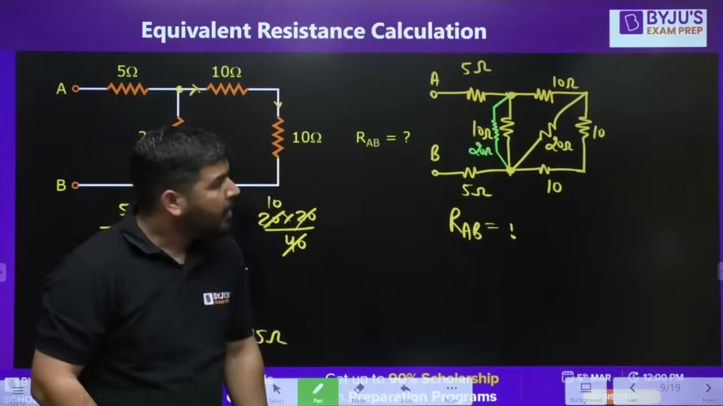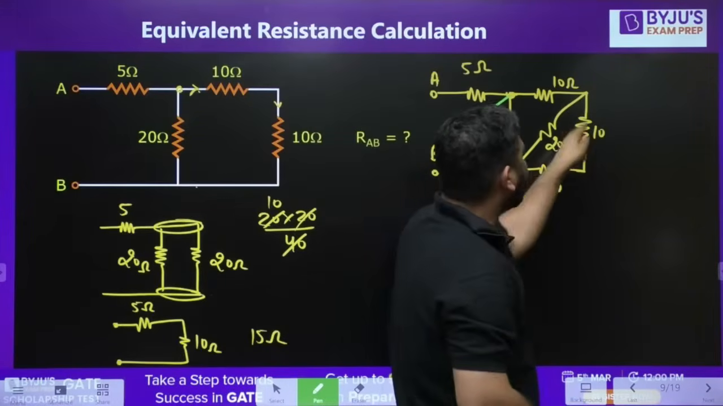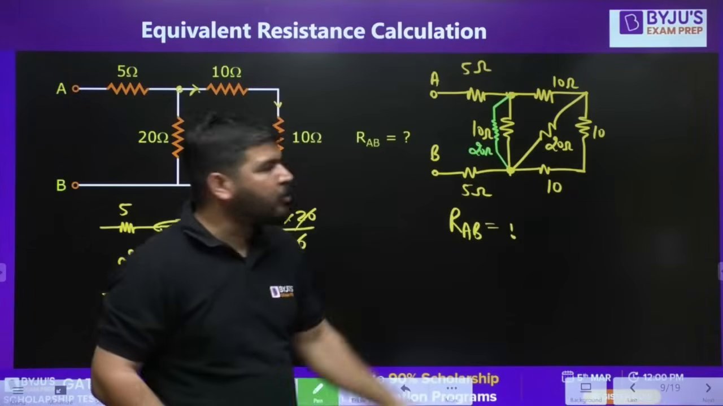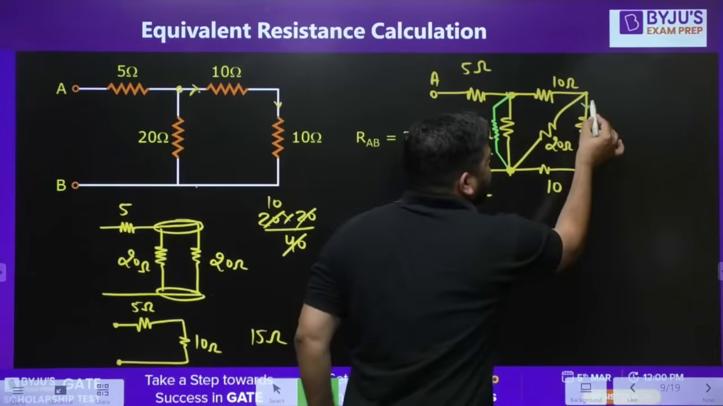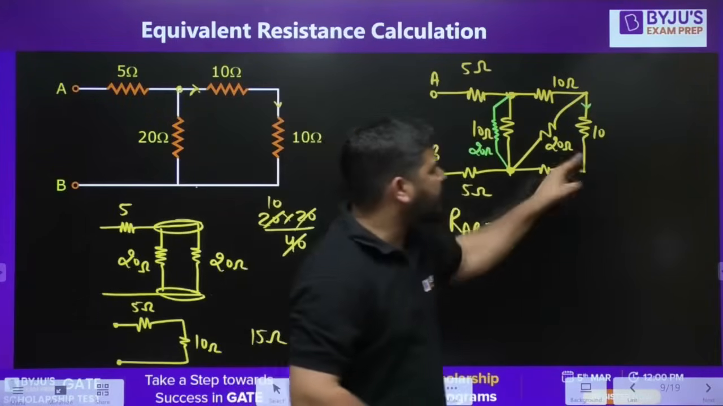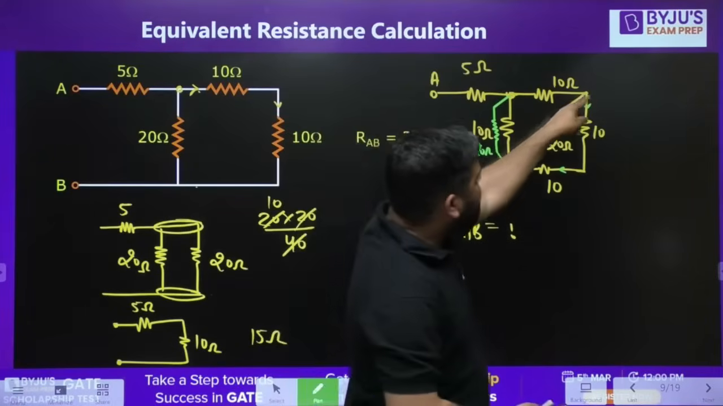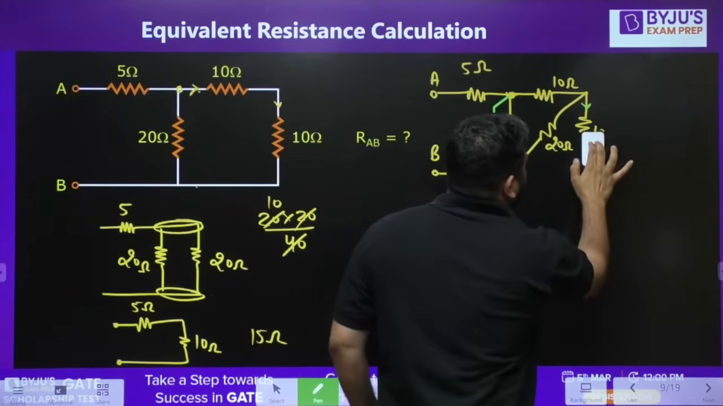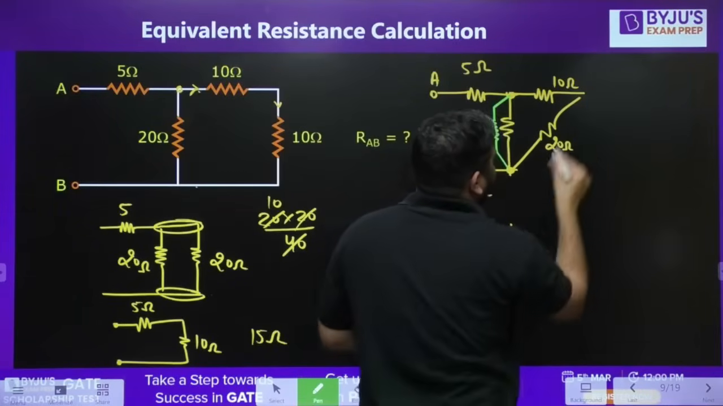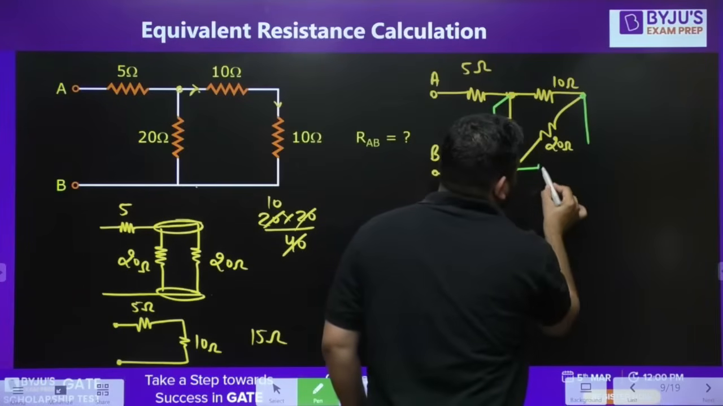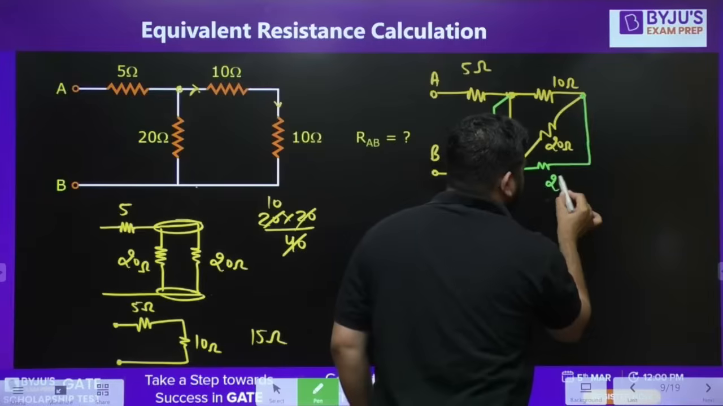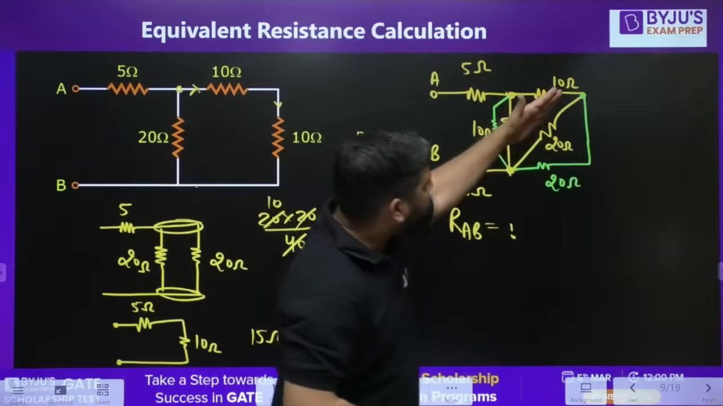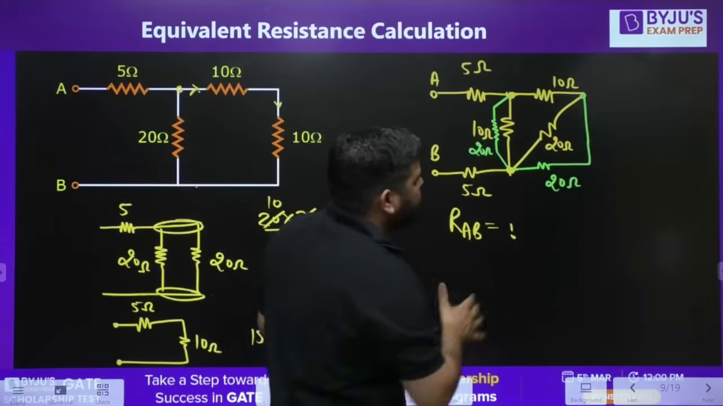Now you look at this two, 10 and 10. This 10 and this 10 are in series. They are back to back connected, and whatever current in this resistance, the same current will flow here. There is no division at this point. So you can replace again this branch by 20 ohm like this. Now look at this 20 and this 20. You can see that they are in parallel.